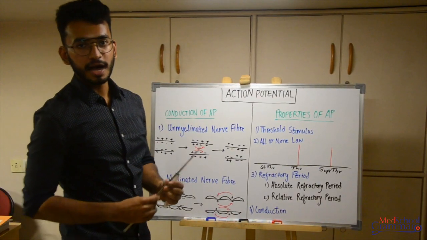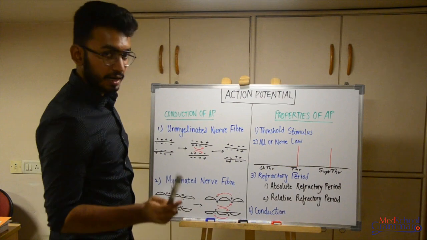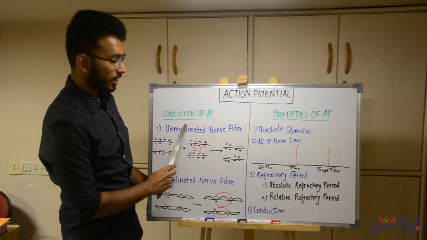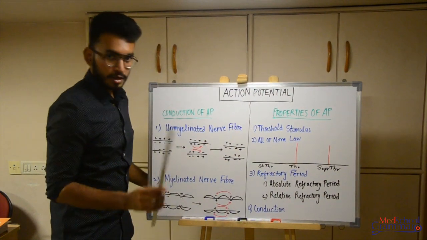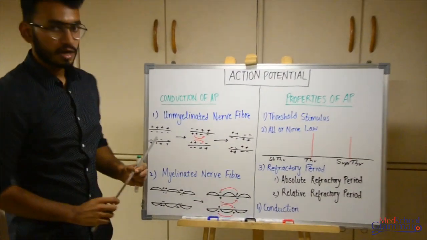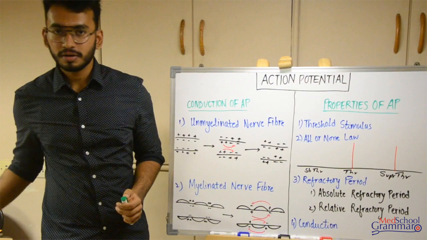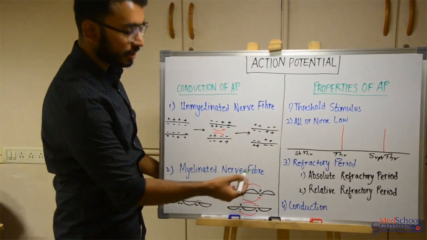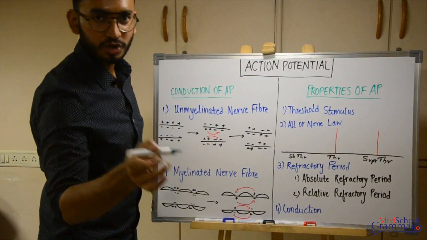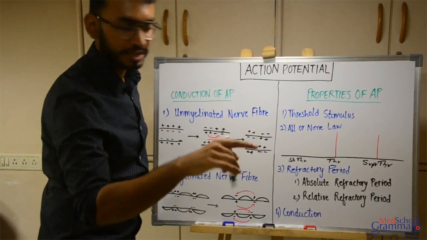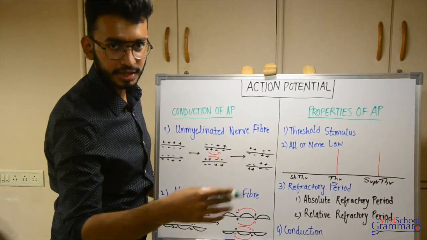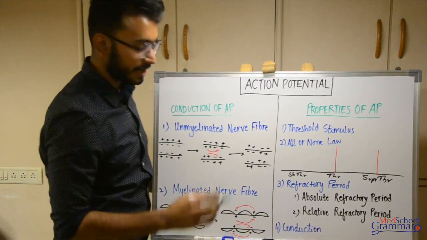Now that we've seen the ionic basis of action potential, let's come to the last two subheadings of action potential, the conduction and the properties. So first we'll consider conduction. Conduction of action potential differs in unmyelinated and myelinated nerve fibers. As you know, based on the presence of myelin sheath, nerve fibers are classified as unmyelinated, without myelin sheath, and myelinated, with myelin sheath.